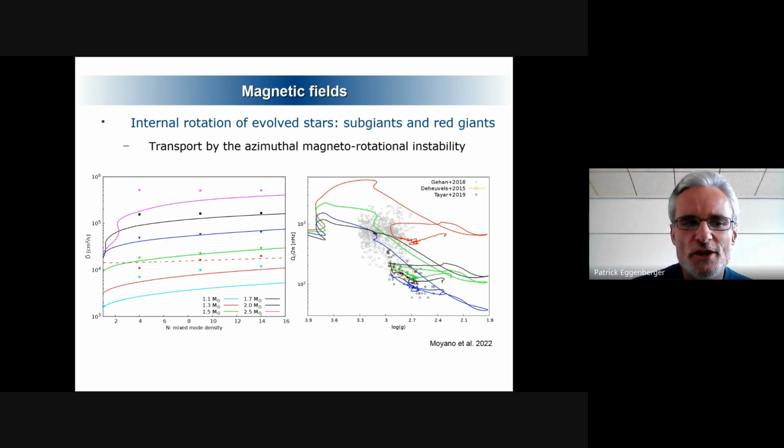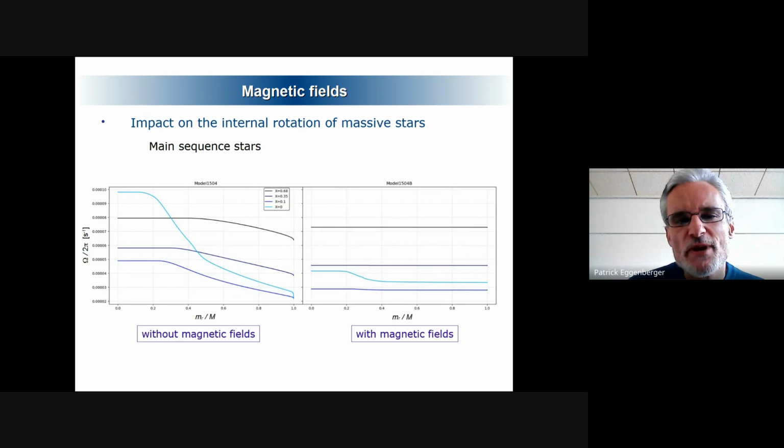It can play a role. We compare to what we have seen before and we see what's going on. I will not enter into too much detail, but we have a better agreement when we include magnetic fields. So the question is now, what are the consequences for the more massive stars?